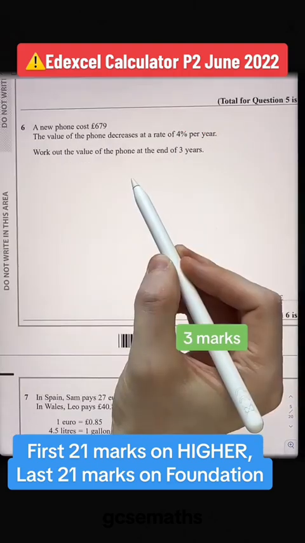Therefore, from M, I have to go along 10.5 and up 12. Question 6. A new phone costs £679. The value of the phone decreases at a rate of 4% per year. Work out the value of the phone at the end of the 3 years.